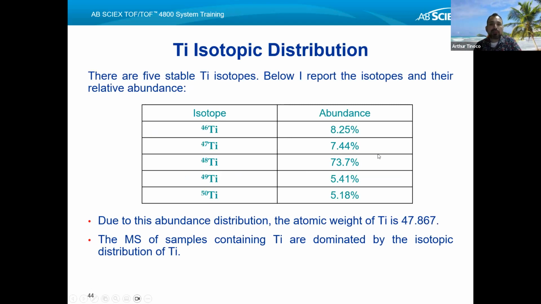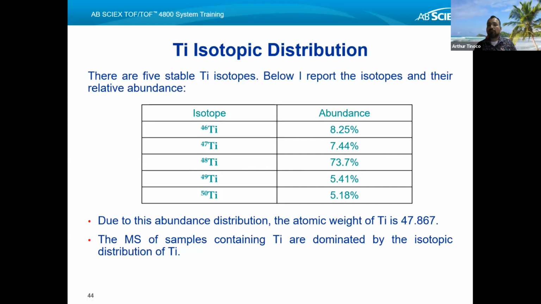So here in this table is a list of the 5 stable titanium isotopes and their corresponding abundance. You have 46 titanium, an abundance of 8.3, 47 titanium, 7.4, 48 titanium, the highest abundance of 74%, 49 titanium, 5.4, 50 titanium, 5.2. This is the reason why the atomic weight of titanium is 47.867, because that number is dominated by the abundance of titanium 48. That is the highest one. That's why you get that average number.